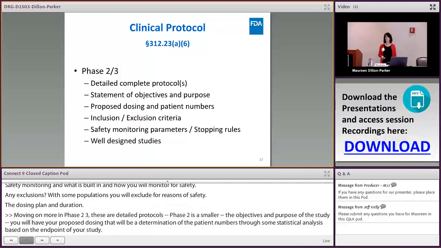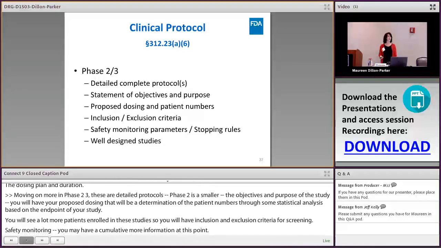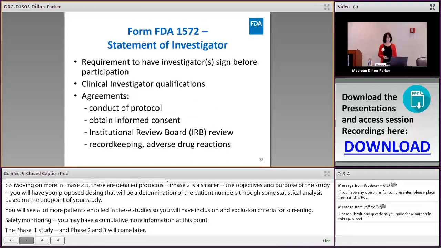So you're going to have inclusion-exclusion criteria for screening. Your safety monitoring, you may have accumulated more information at this point. So if you open with the phase 1 study for your initial IND, then of course these phase 2 and phase 3 will come later. What are your stopping rules? If there's a safety signal, how is that going to be dealt with? And again, these are very well-designed studies.